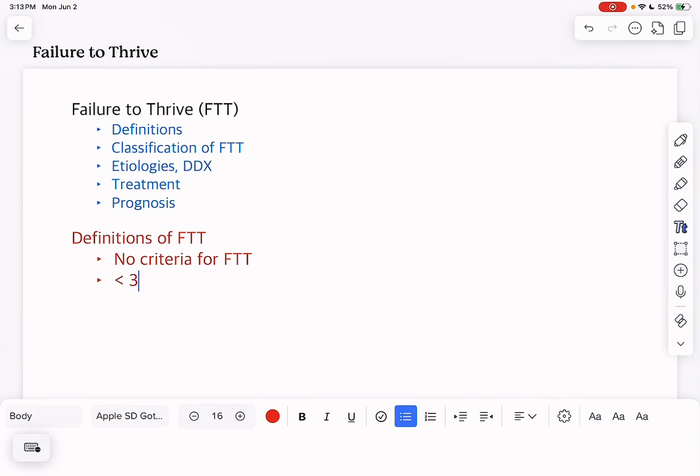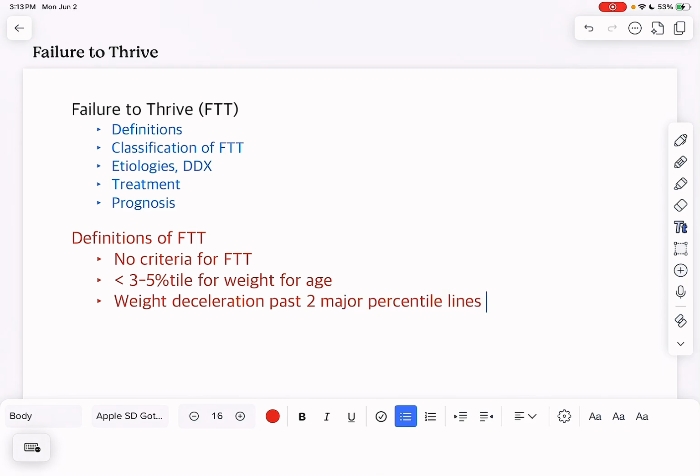So, for example, if a child is less than the 3rd to 5th percentile for weight for age. And again, these ranges are a little bit tricky to narrow down, especially since there's no set criteria, like I said. So when we look at the weight for age for a child based on their growth chart, if they're less than the 3rd to 5th percentile for their age, this is pretty much classified as failure to thrive. And then secondly, if there's a weight deceleration past 2 major percentile lines.